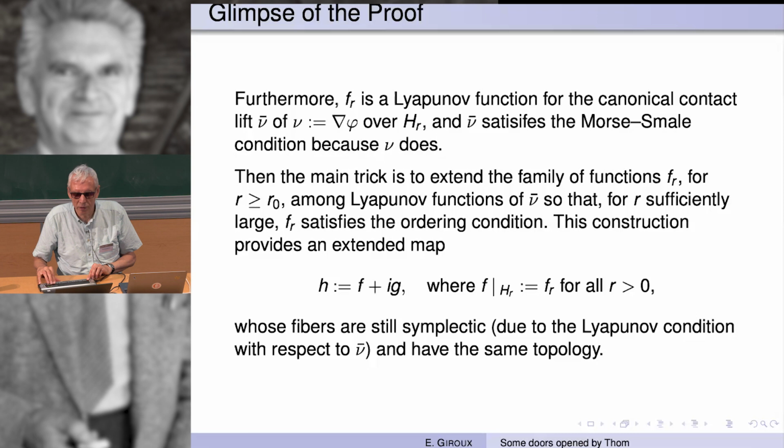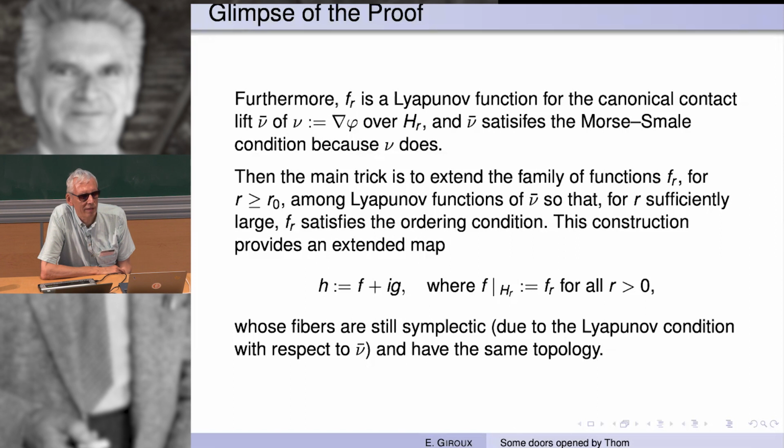is a Lyapunov function for the canonical contact lift of your vector field, the gradient on the base. So on the sphere cotangent bundle, you have a gradient vector field, which is just the lift of the gradient vector field, and your function is a Lyapunov function for this field. And now, because the gradient is Morse-Smale, actually the lift is also Morse-Smale. It's easy to check. And so you can reorder the function to have the ordering condition I mentioned before.